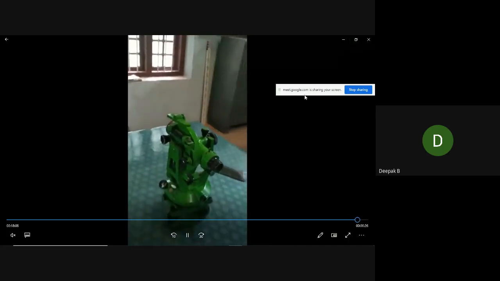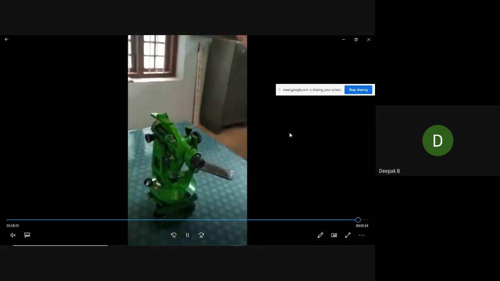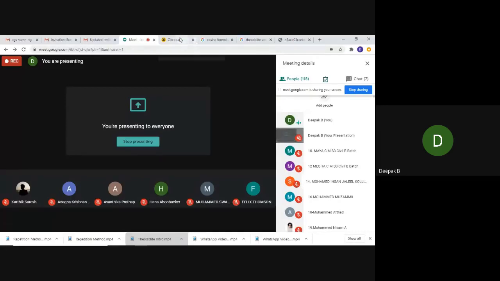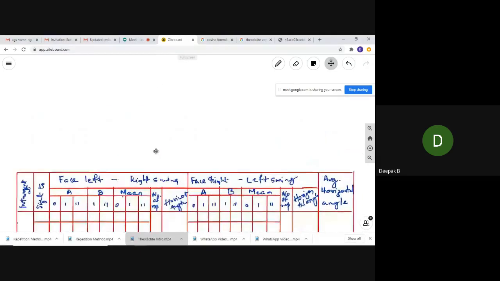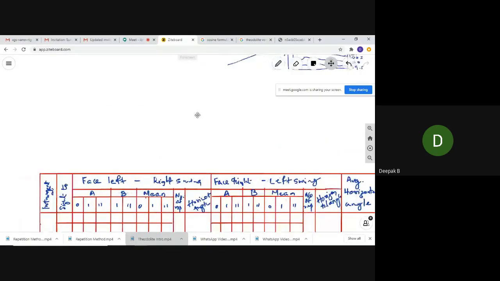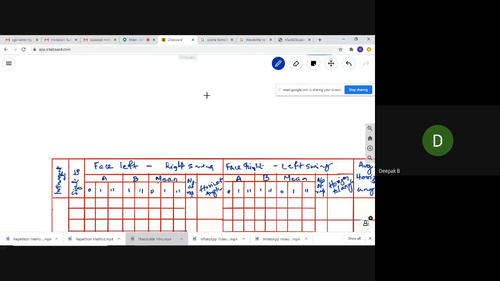Okay, I hope that is clear. Then we can move on to our problem, and our problem is basically to find the horizontal distance between two accessible points.